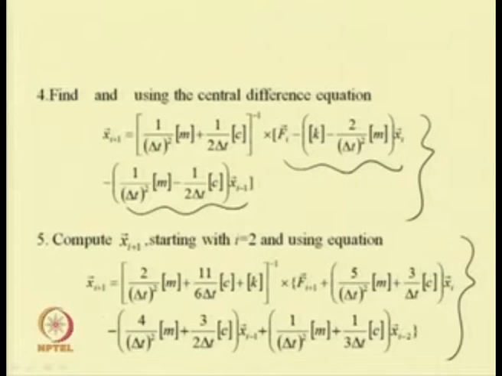So, x I plus 1 will be equal to 2 by delta t square into m plus 11 by 6 delta t c plus k, whole to the power minus 1, then into f I plus 1. So, one has to compute this f I plus 1. So, what is the force vector at I plus 1? Then plus 5 by delta t square into m plus 3 by delta t c into x I. So, from the known value of x I and system parameters, by using this expression one can compute this x I plus 1.